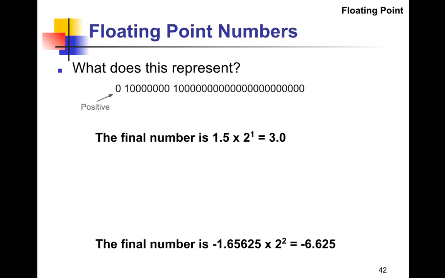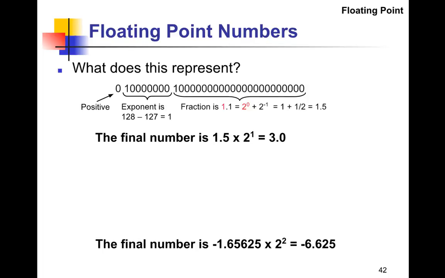So let's look at another example here. Here's the work for what I just told you, and you can see how that works. Here's the positive sign, which makes it positive. This is the exponent, which is 128. Remember, you have to subtract 127. That gives you 1. And then, remember, this 1 was implied, so you got 1.1, and I have to multiply that by 2 to the 1, right? So I get 3.